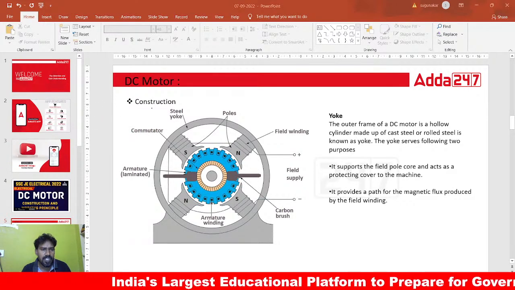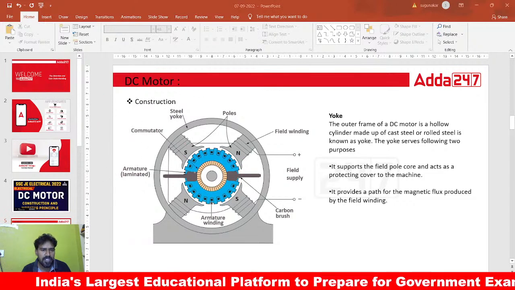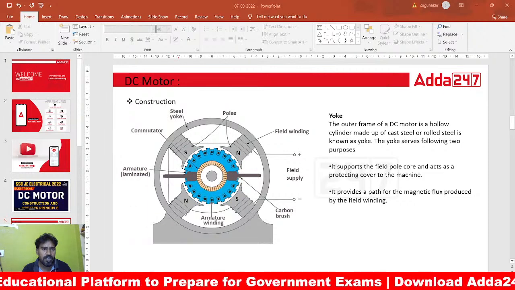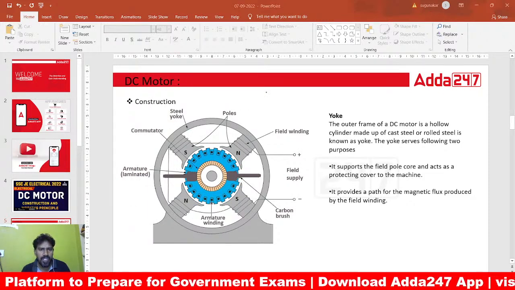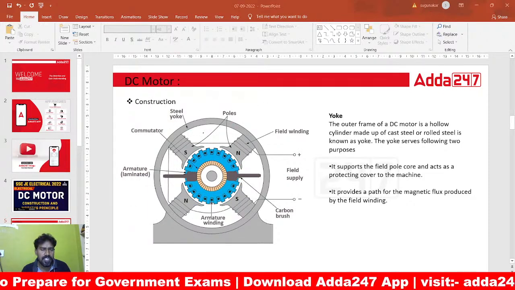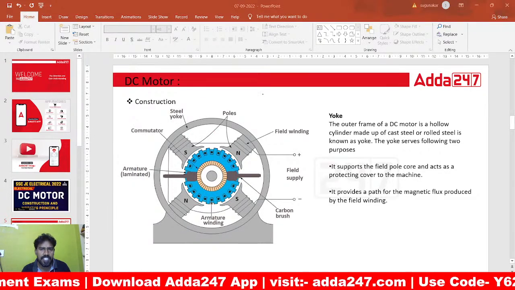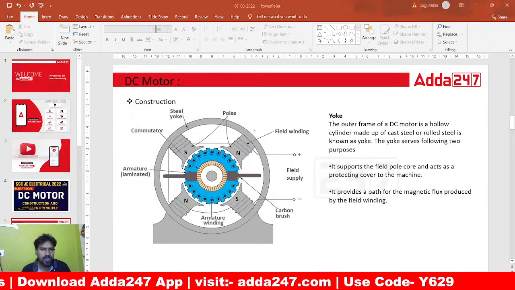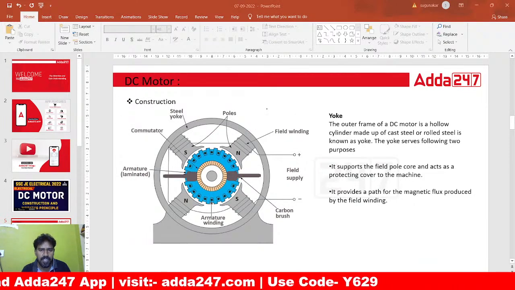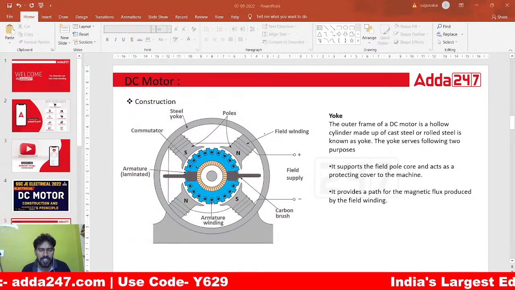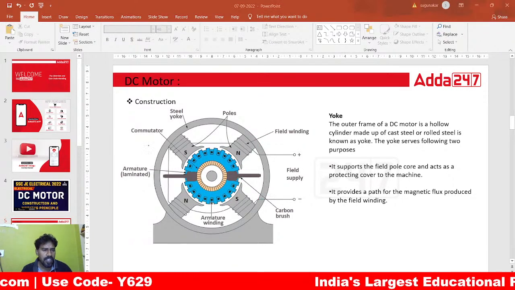These are the different poles. I am going to represent the north and south poles. Now the winding surrounds these poles. That is the field winding. We are going to provide the power supply through the positive and negative terminals.